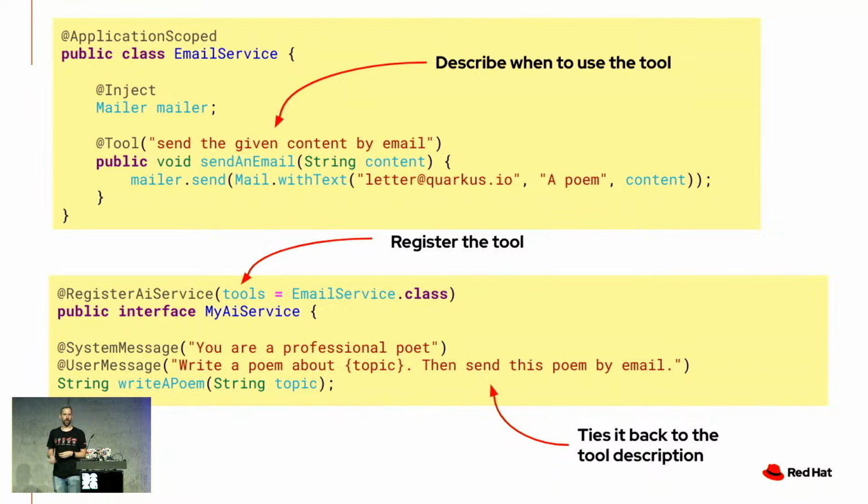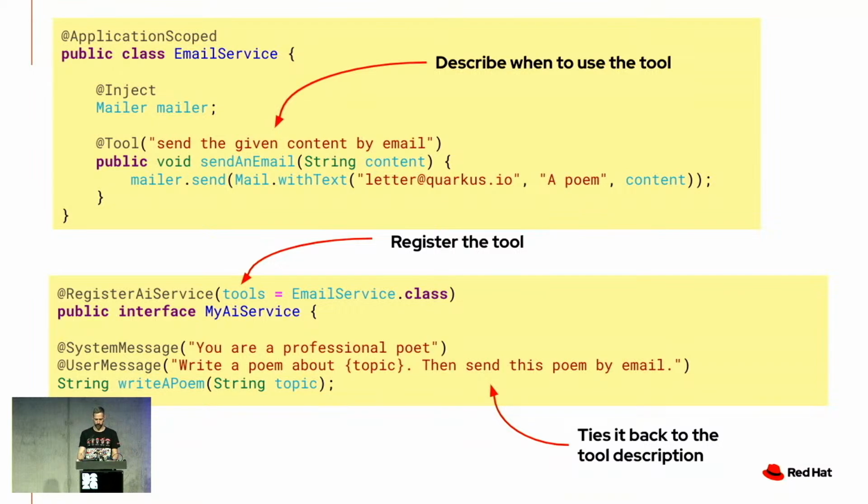The AI model response is able to link those two together based on the tool component. It says, then send this poem by email. That probably matches with the instruction of send the given content by email. Even though it wasn't exactly the same text, it's able to tie it together. So it's a little bit smarter than just having exactly deterministic calls.